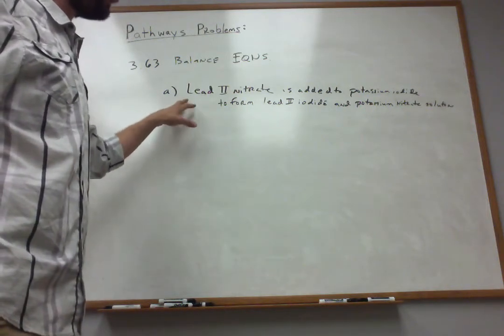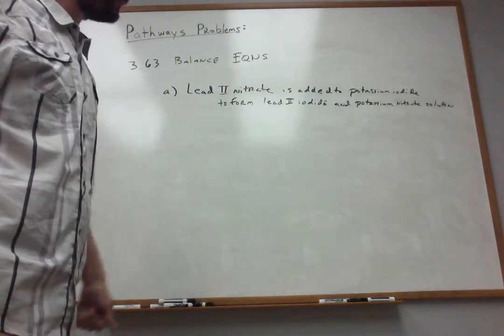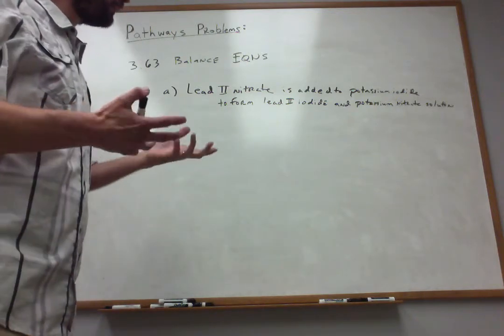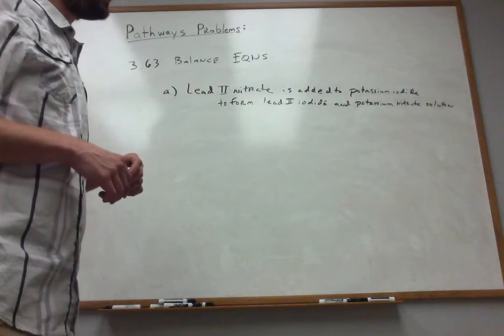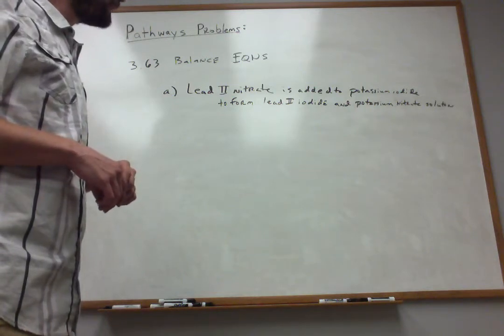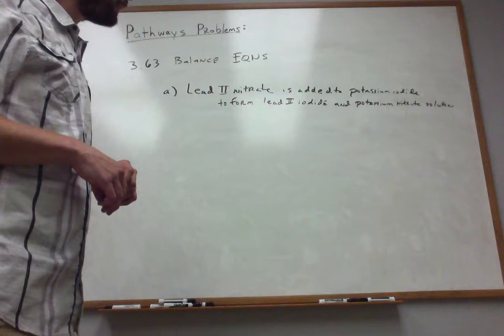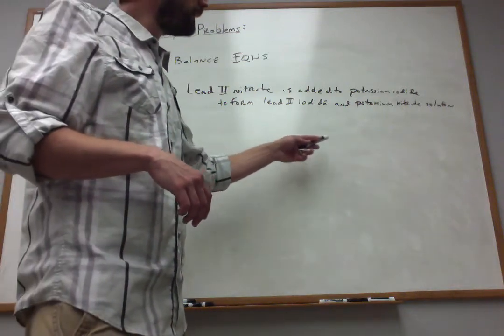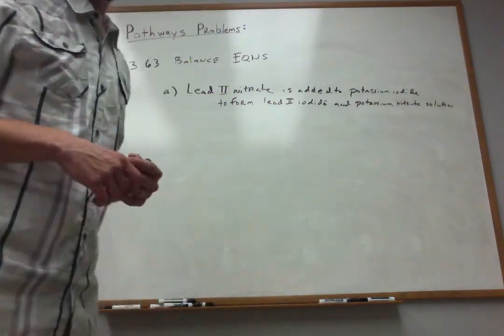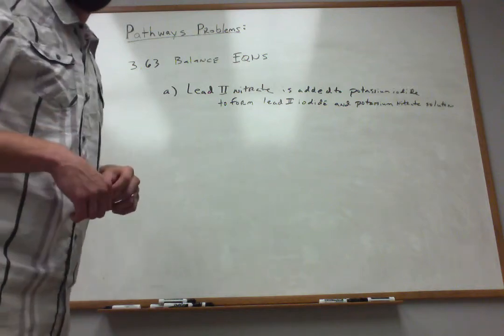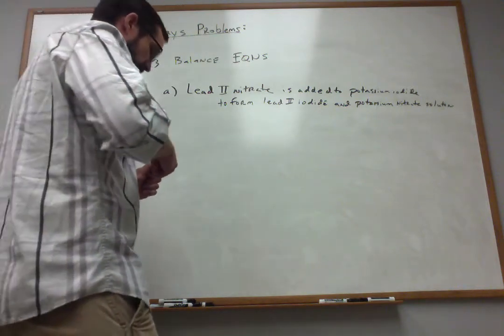The first part A of this problem reads, lead 2 nitrate, an aqueous solution of that, is added to an aqueous solution of potassium iodide. A reaction occurs to form solid lead 2 iodide and potassium nitrate solution. They want you to write a balanced chemical equation for this change, okay?